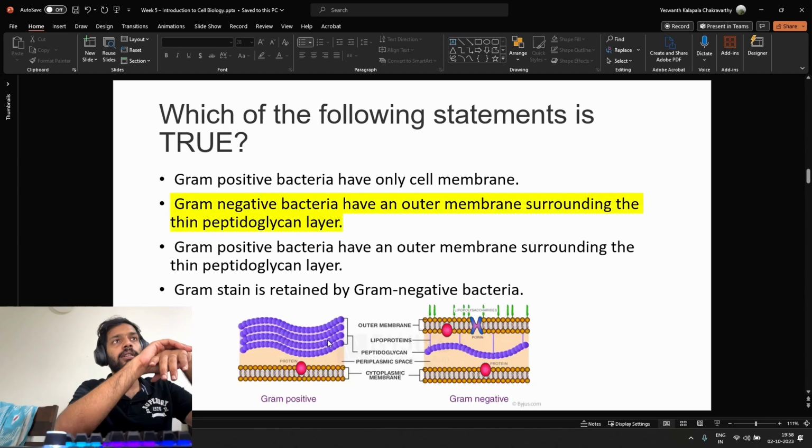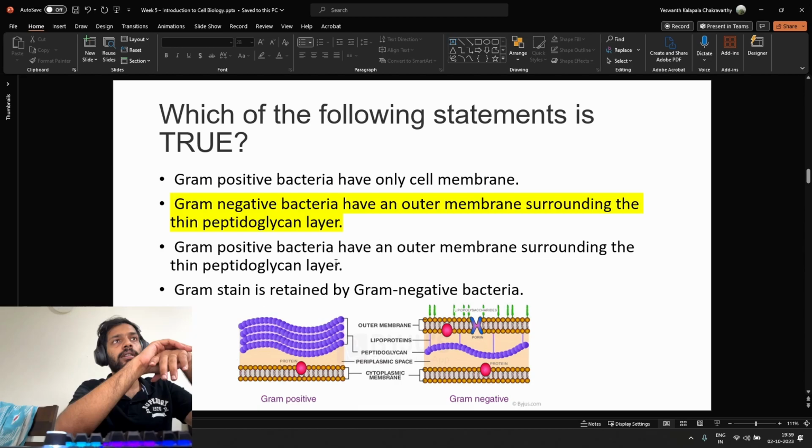Not true, really. Both gram-positive and gram-negative bacteria have an outer peptidoglycan layer. If you look at the cell membrane, there is a peptidoglycan layer that surrounds it in both gram-positive and gram-negative bacteria. But what gram-negative bacteria additionally have is an outer membrane, a lipopolysaccharide membrane. Essentially, that's what results in the gram stain.